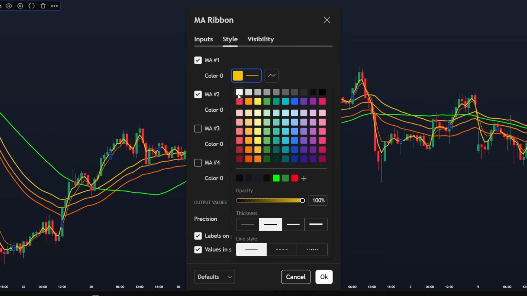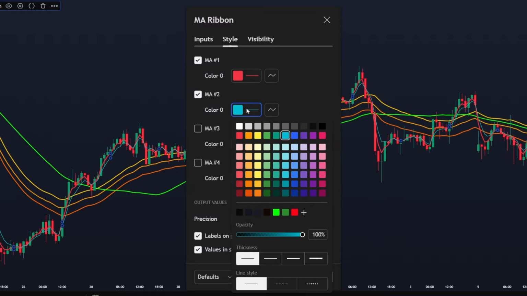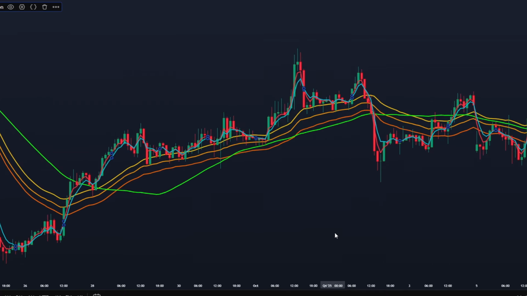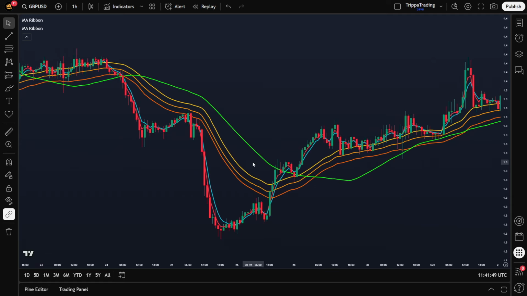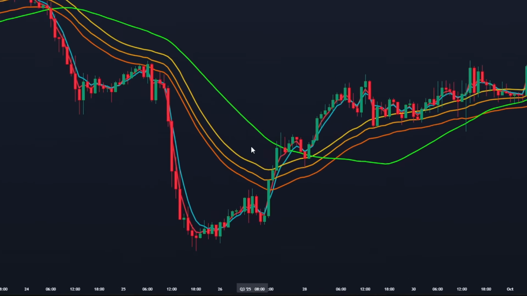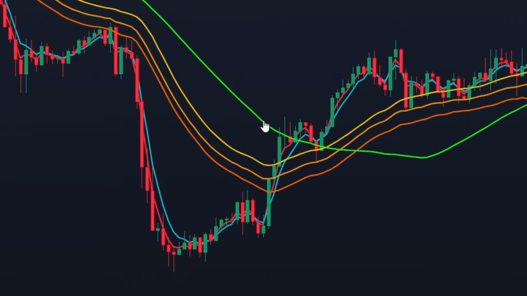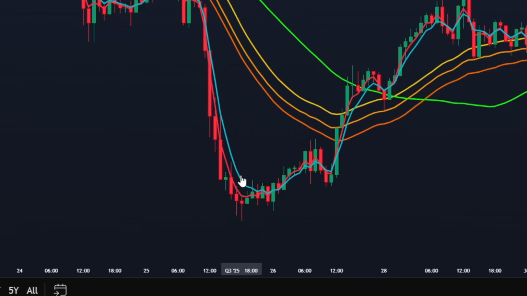Then go to the Styles tab and color the first one red and the second one blue. Then increase their thickness so they're clear. This is it for the settings of this indicator. Perfect. Now we have all 6 moving averages on the chart: 3 EMAs of length 34 on high, close, and low, 1 green 55 SMA, and 2 short EMAs, the 3 and 5.